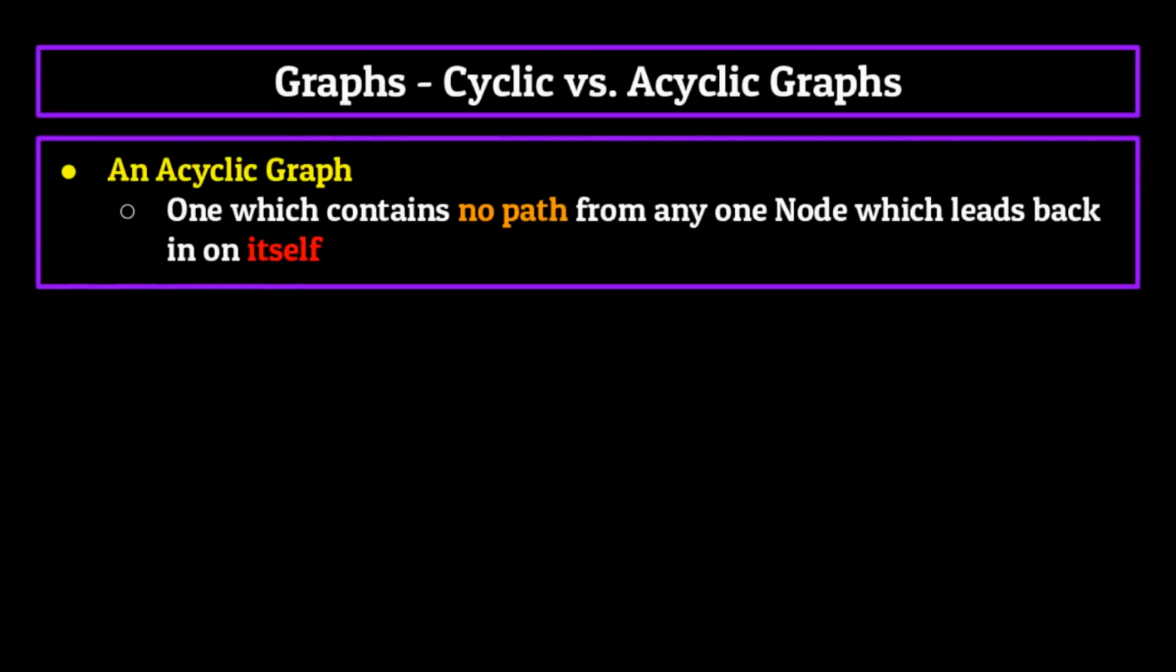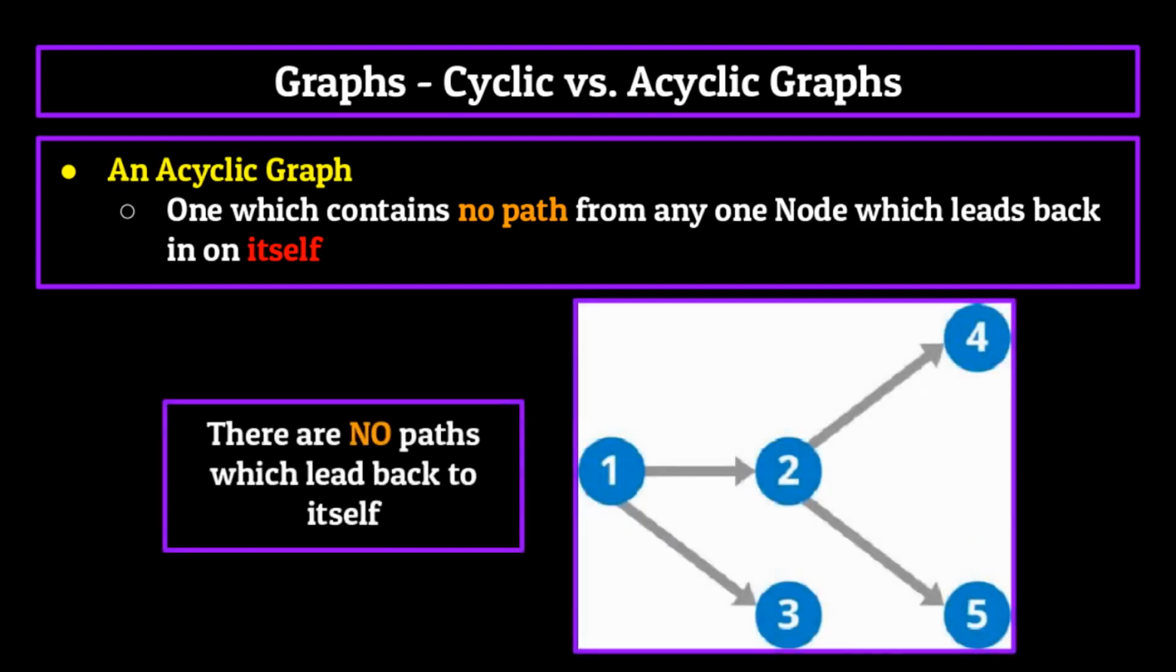An acyclic graph is one which contains no path from any one node which leads back in on itself. This property can really only apply to undirected graphs like we mentioned previously. Essentially, this means that for any given node, there is no path which will eventually lead back to itself.